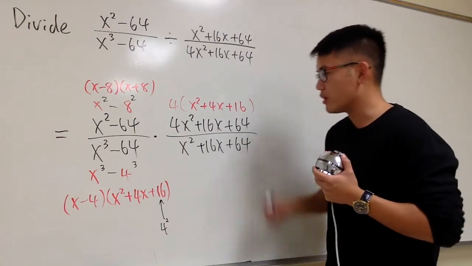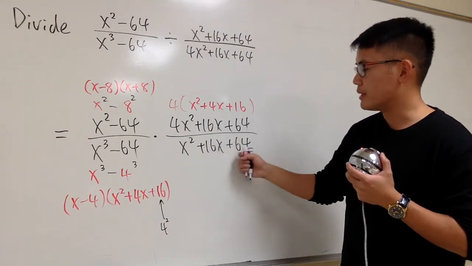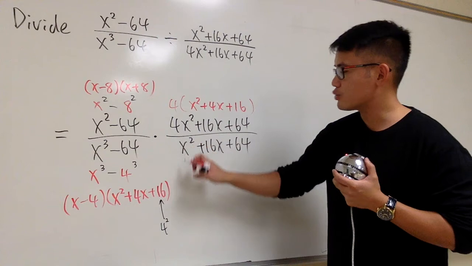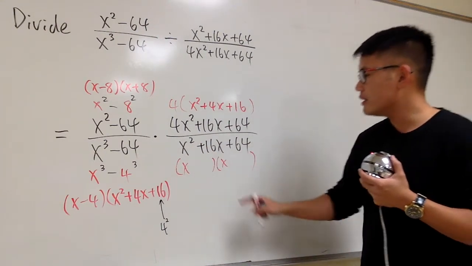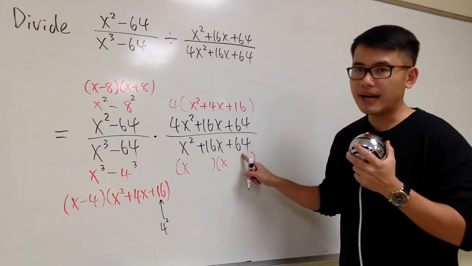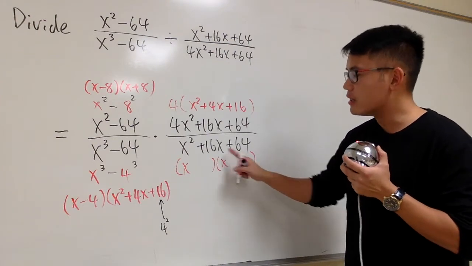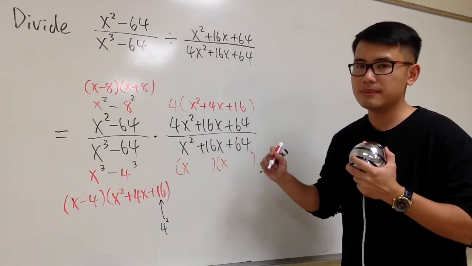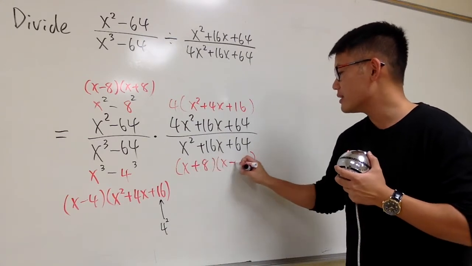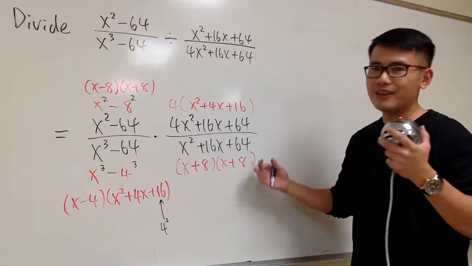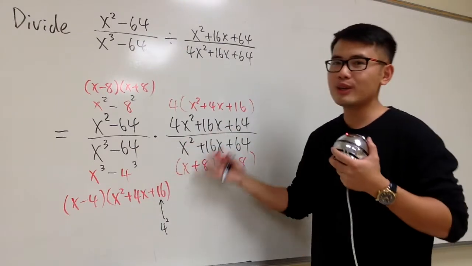How about this one right here? x squared plus 16x plus 64. Yes, let's try it. This is going to be x and x, right? And what times what gives us positive 64, and together that will give me positive 16? Plus 8, plus 8. That will work, right? Plus 8, plus 8. Okay, we just did 4 factoring questions.